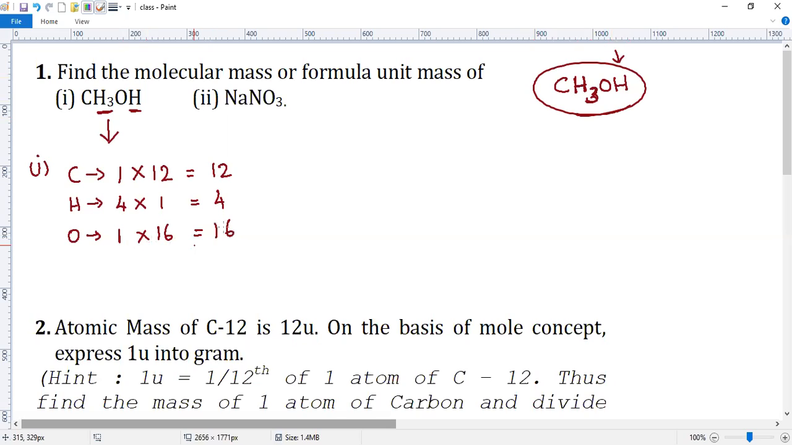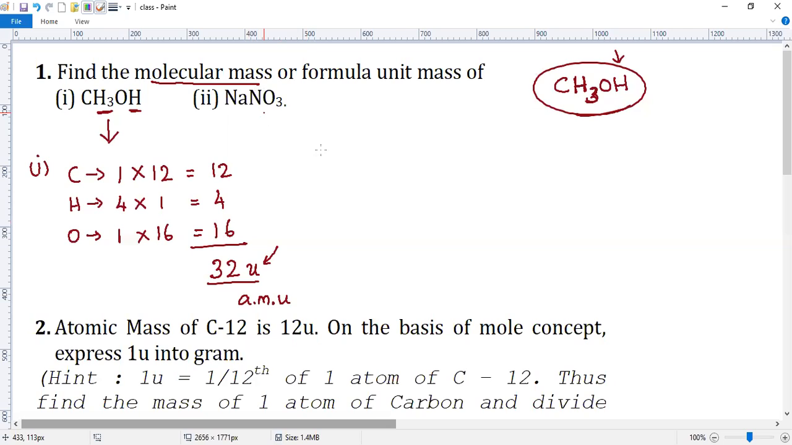So you have to add all these 3 things. How much will it be? 12 plus 4 plus 16, 32. So 32 atomic mass units, because they are asking you for molecular mass. You have to represent it as small u or AMU.